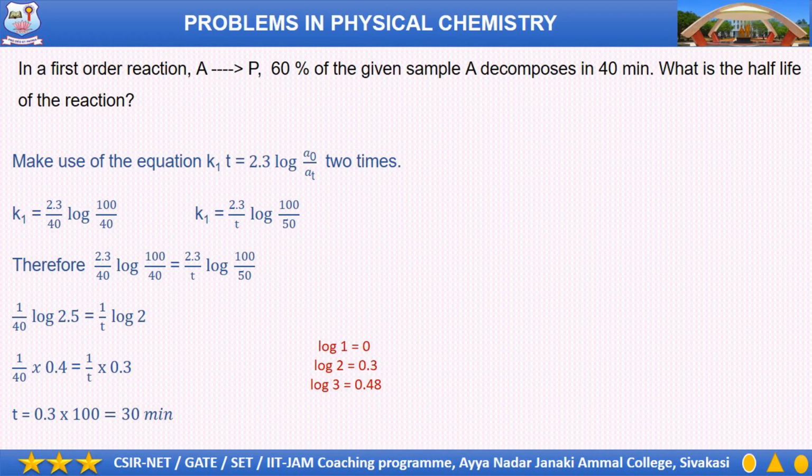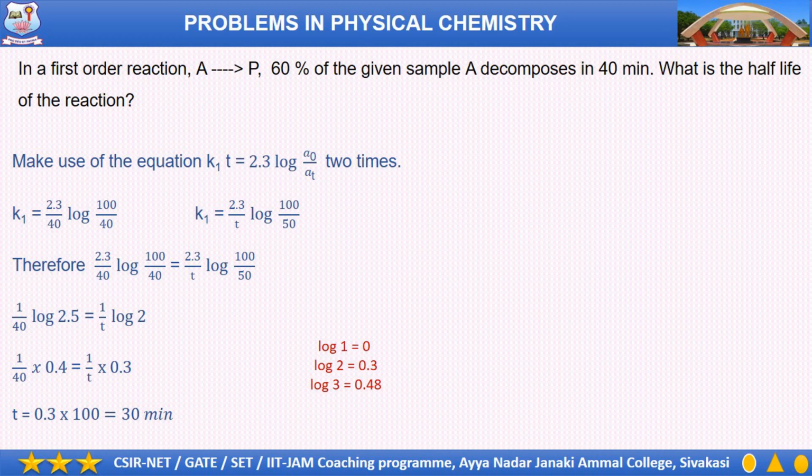Once again we apply the same one. Here A is giving the product only, a single step. Therefore, you can make use of this. First apply the data 2.3 for 60% conversion. How much time is required? 40 minutes. The log of percentage is given, therefore 100 by amount left. After completion, the amount left is 40. Don't put the 60 itself. It will lead to the answer, but don't be afraid. If you put 60, that answer will also be present in your options.